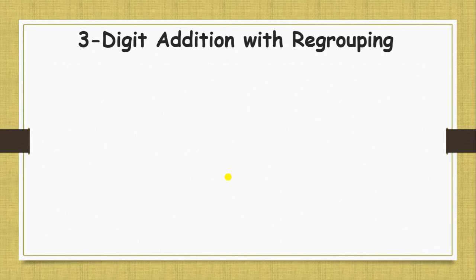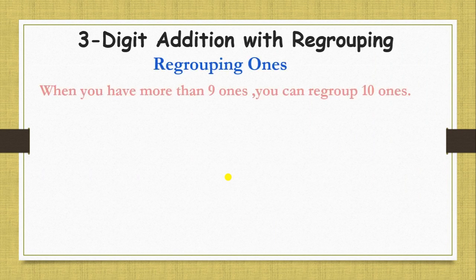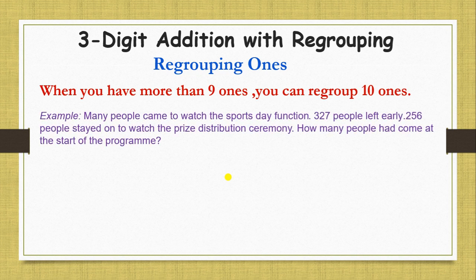3-digit addition with regrouping. Let's see regrouping ones. When you have more than 9 ones, you can regroup 10 ones. Let's see an example. Many people came to watch the sports day function. 327 people left early. 256 people stayed on to watch the prize distribution ceremony. How many people had come at the start of the program?